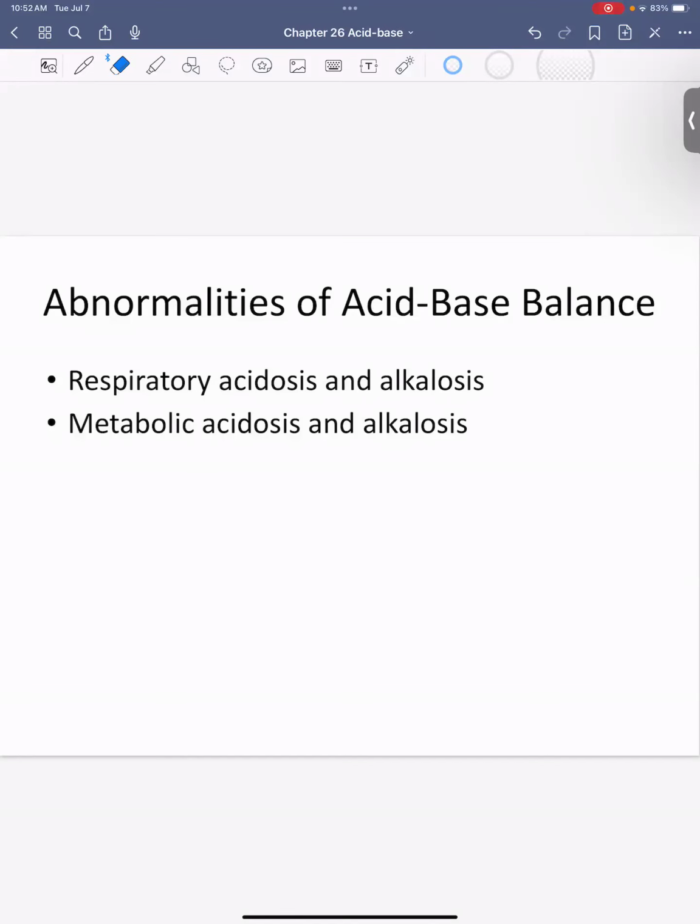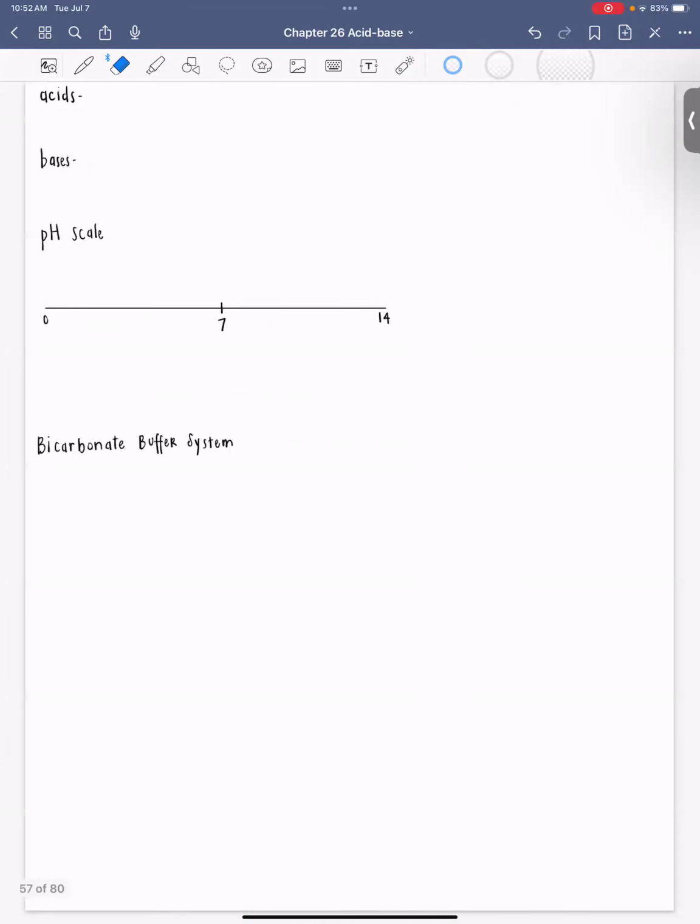In chapter 26, you're going to be learning about acid-base balance. So I want to share some tips and tricks to help you understand acid-base balance abnormalities.